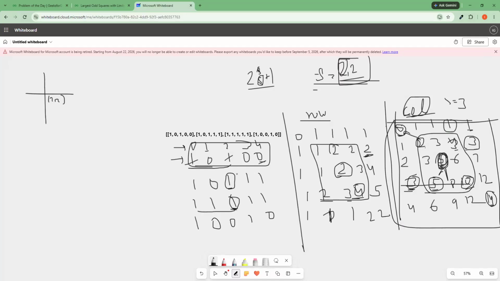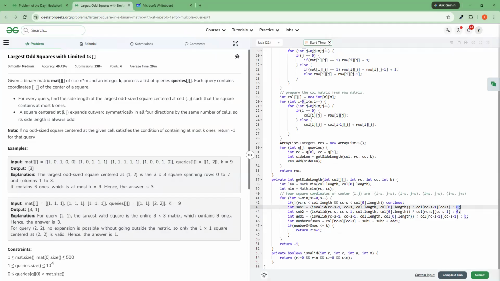This case arises when you are taking this as the center and your whole matrix is the bounded matrix. So for this value, you are mainly focusing on this value and you don't have to deduct any values. Considering the sub 2, this is for the vertical side, and for the addition one, I am adding because we have subtracted twice, so we are now adding it. And I'm checking the number of ones.